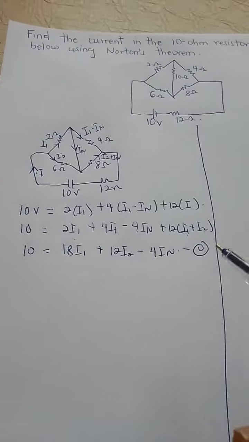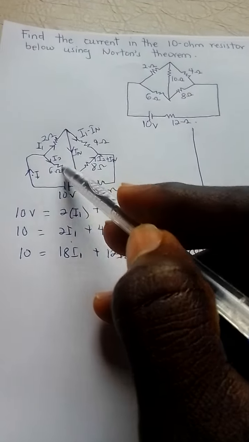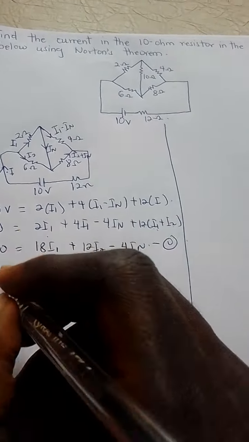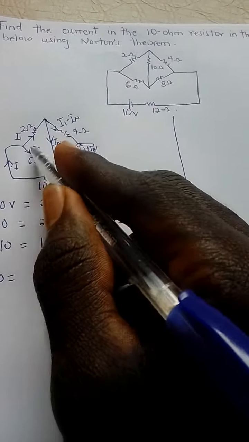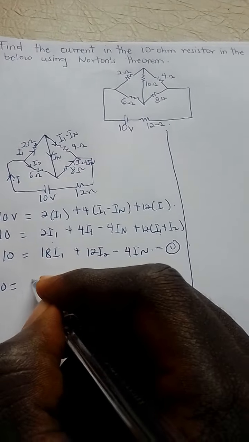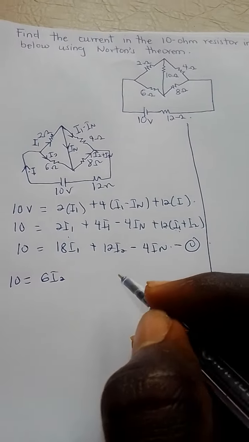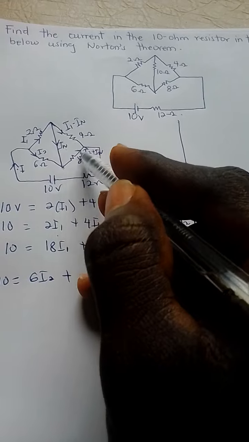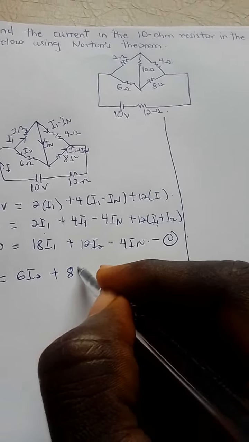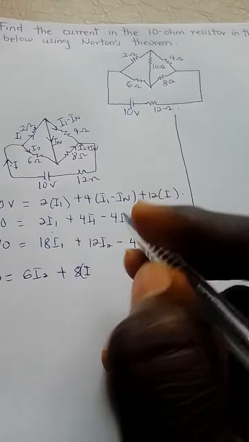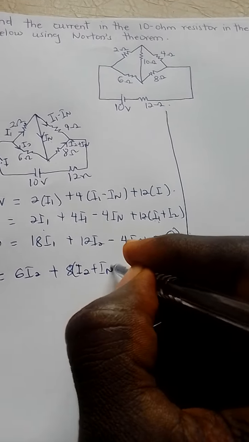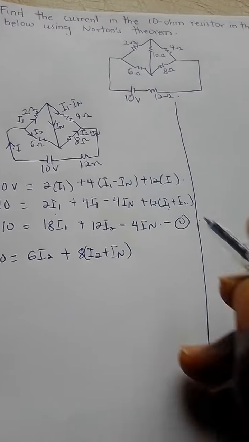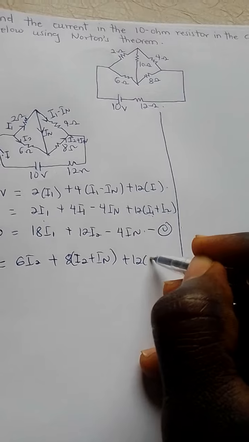Then we come to our second loop. We take this side down here as a complete loop. We have 10 equal to 6I2, plus the current passing through here, 8 times open brackets I2 plus IN, then finally plus the 12 ohms here, where the current passing through is I.